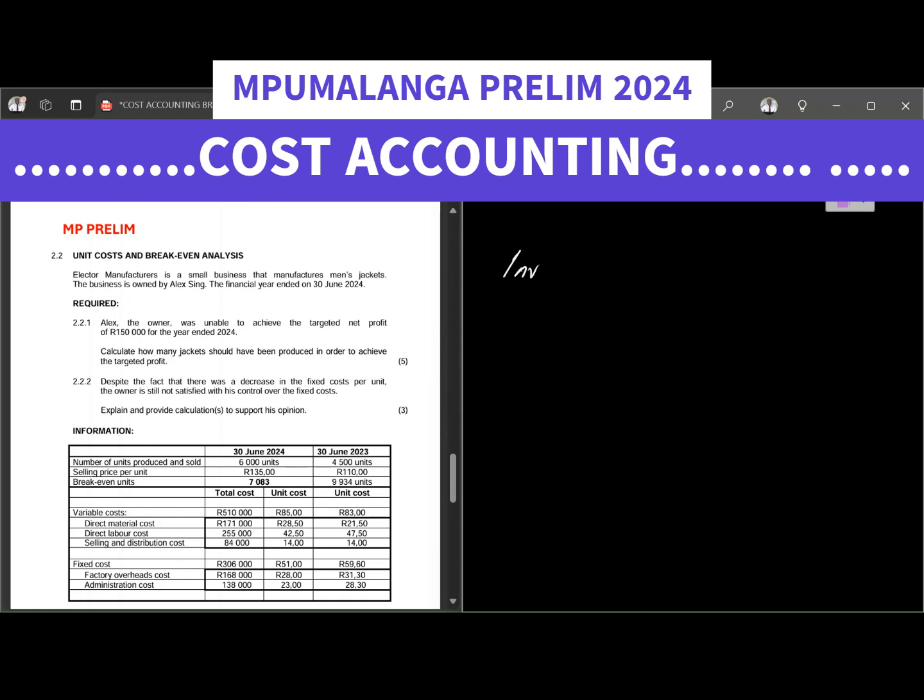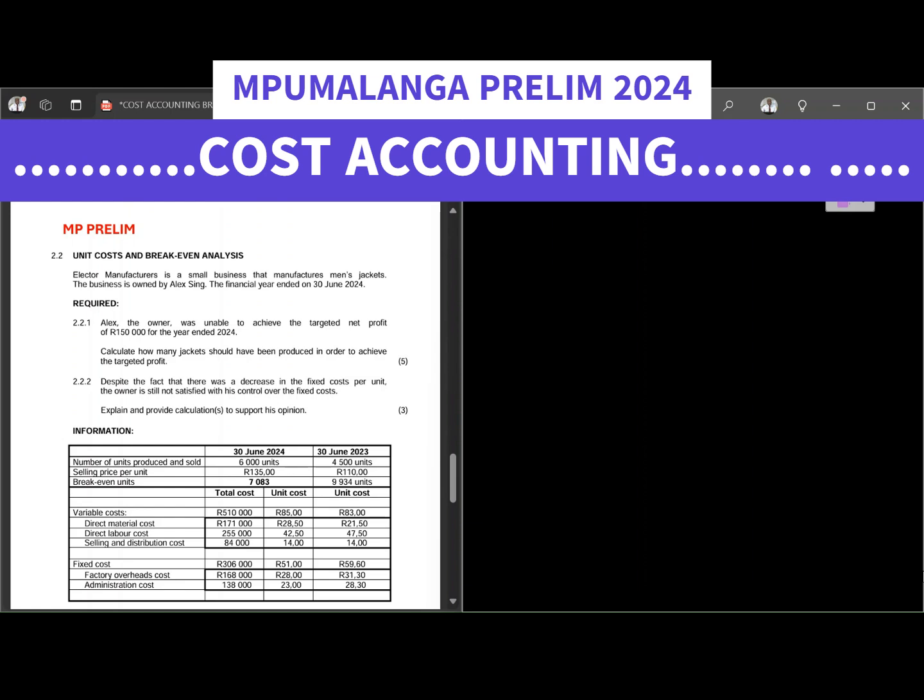And remember, it is very possible that the examiner can integrate your inventory valuation with your cost accounting. So when you practice, also expose yourself to questions where there is inventory valuation and cost accounting all meshed in one particular question. I think in the Free State, they have something like that, if I'm not mistaken. So that means you need to do your FIFO, your weighted average, and maybe even your specific identification if there are questions like that.